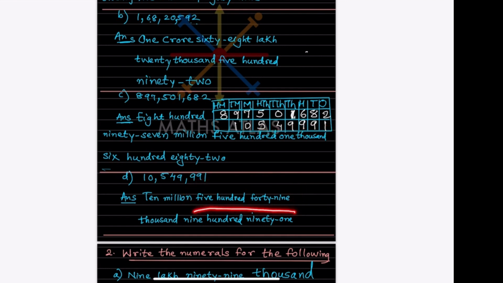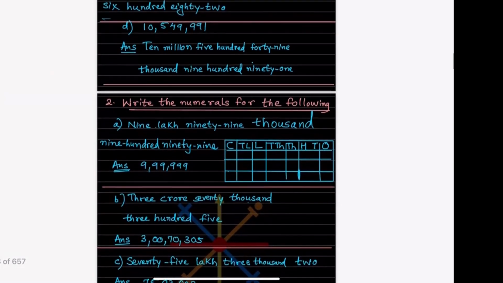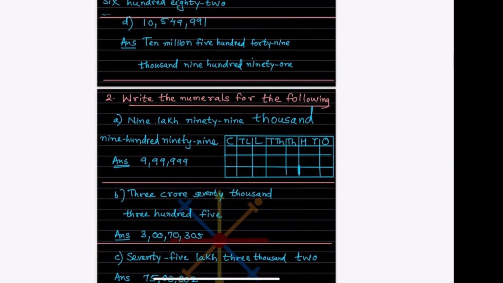So here is 991. So how is it? 10,549,991. So you must have seen this table, how the table helps us to write in easy words. This one, the words to write. This table is very helpful. Now let us see the numerals. This was something about the words. Now let us see for the numerals.